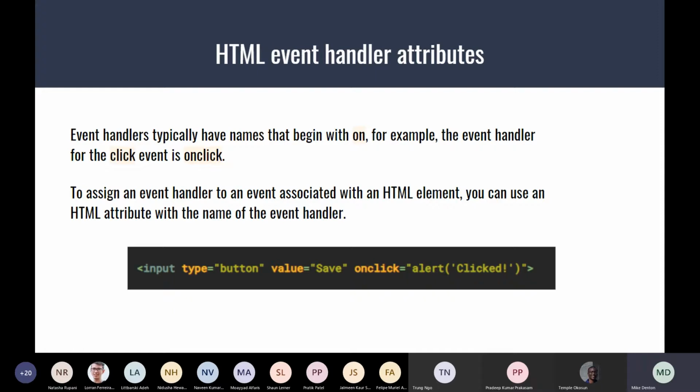So the event handlers typically have names that begin with on: onclick, onmouseover, onhover, onkeypress. All these things begin with the on to kind of signify that an event is going to happen on them. The event handler for the click event is onclick. So we already established that. So in this way, we're assigning it inline. If we want to assign it to an HTML element, you can use the attribute.